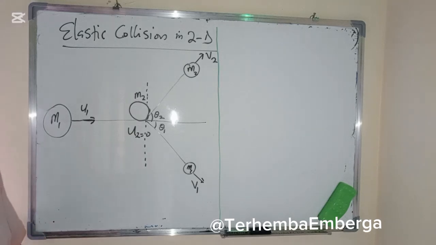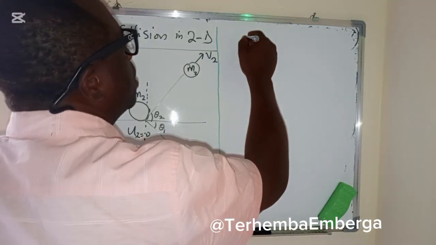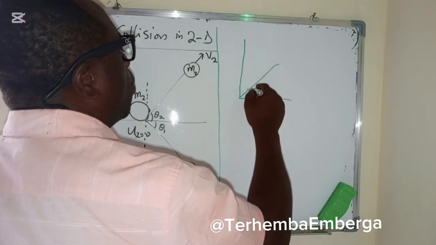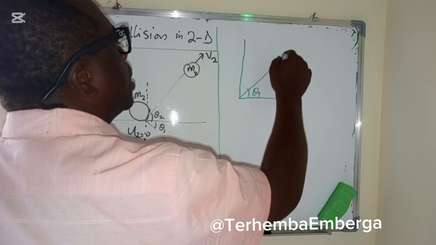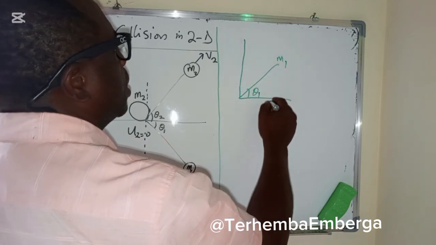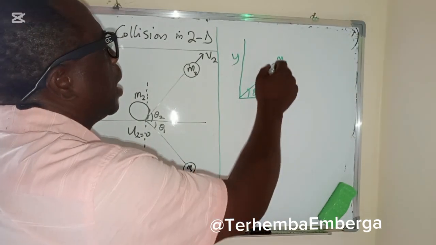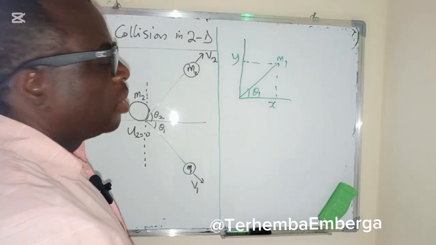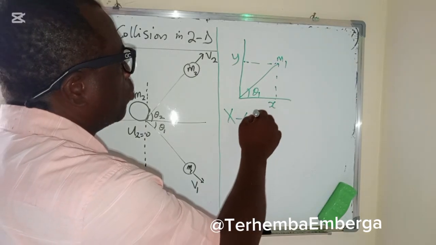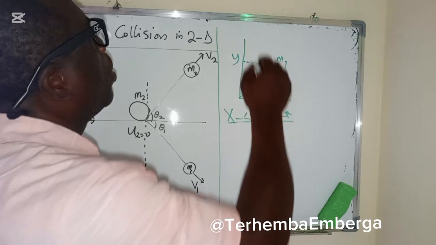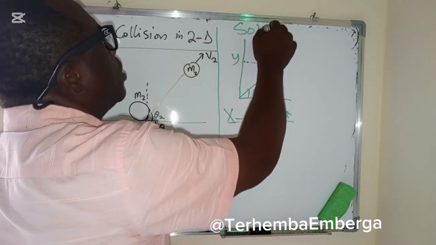But I want us to refresh our memory. Some will be asking, why cos theta, why sin theta? So assuming we have this is the angle θ1, and this is m1. This is our x, this is our y. So we can resolve this both on the x-axis and on the y-axis. So on the x component, we normally make use of SOHCAHTOA.